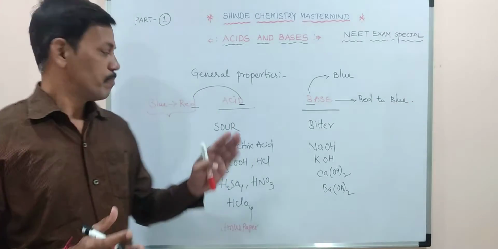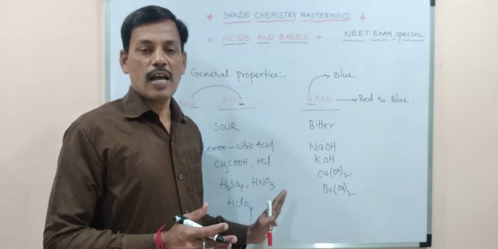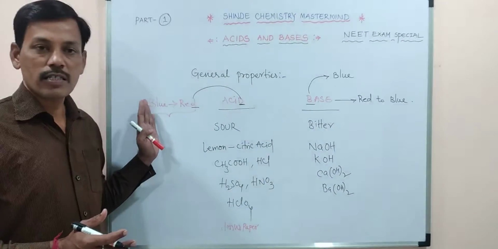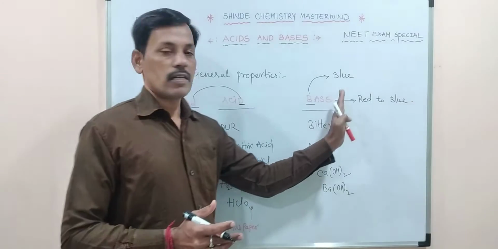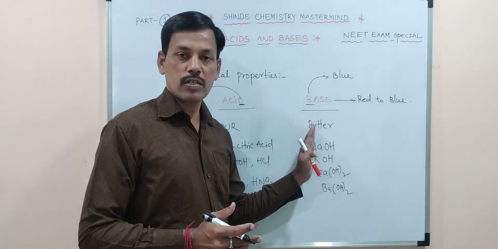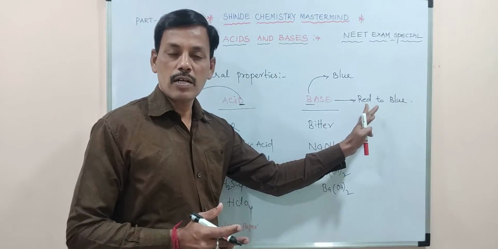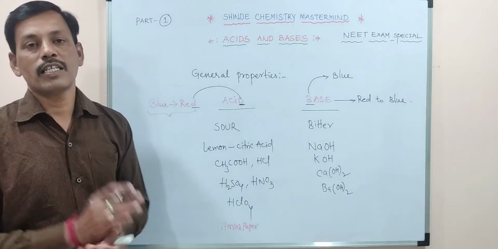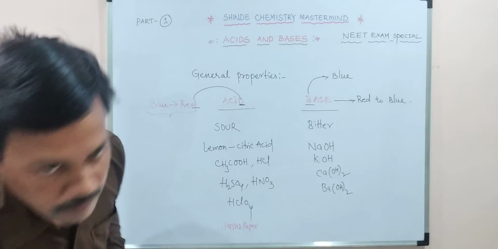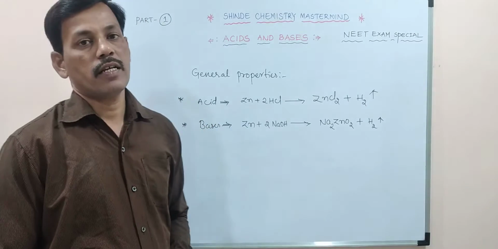So acids are sour in taste, and acids turn litmus paper from blue to red, whereas bases are bitter in taste, and they change litmus paper from red to blue. So these are the general properties of acids and bases.